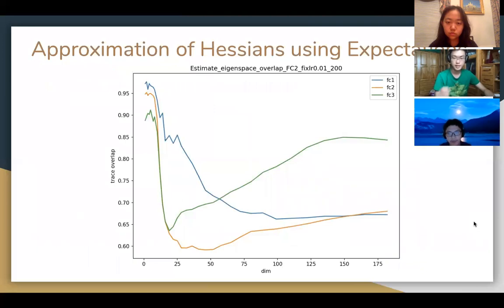We actually checked how accurate our approximations are. As we can see, for the top C-1 eigenvectors, which is 9 here, the approximation from the two components calculated separately versus the real Hessian has a very high overlap. So that way we can provide a reasonable estimation of the Hessian itself.